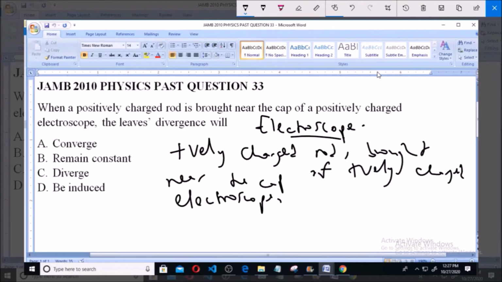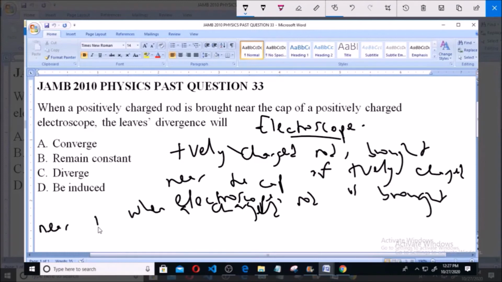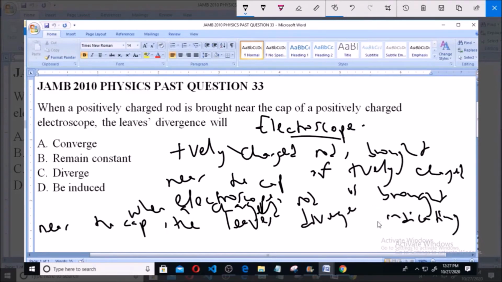Now, in an electroscope, when a charged rod is brought near the cap of the electroscope without touching it, the leaves normally diverge, indicating that the instrument is charged.